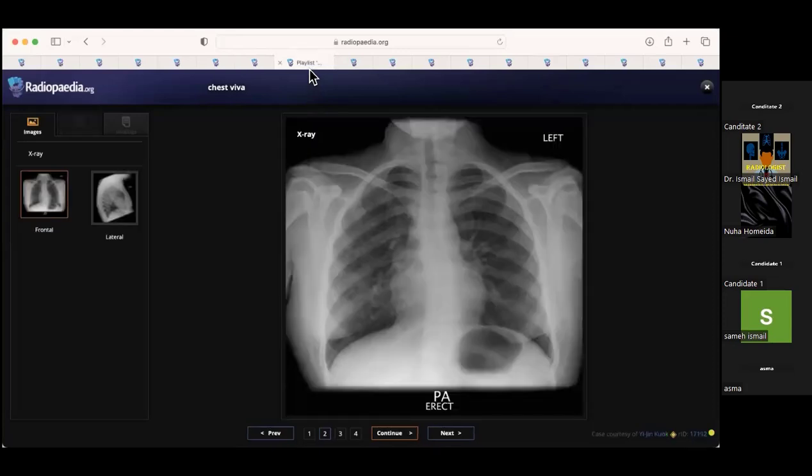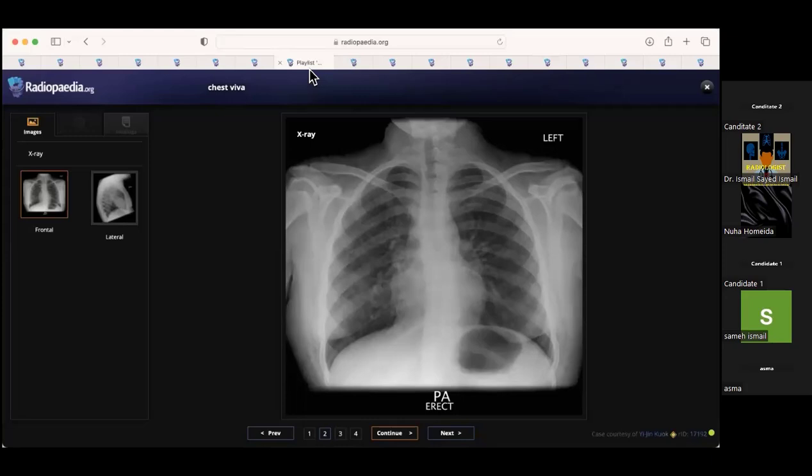Okay, so next case. This is a young female, a pediatric patient, 13 years old, who presented with recurrent or periodic shortness of breath, and she tends to respond well to steroids. Okay, so I'm presented with a frontal chest radiograph for a 13-year-old patient with recurrent shortness of breath responding to steroids.